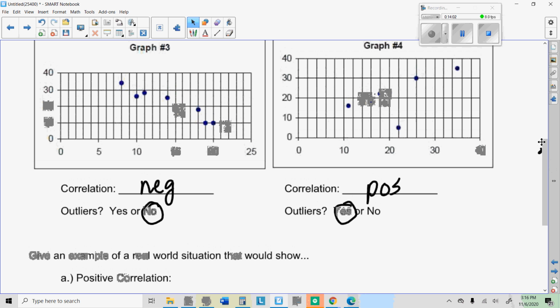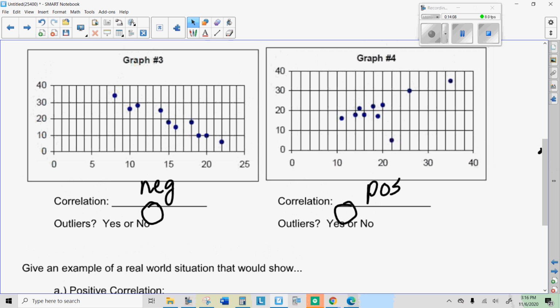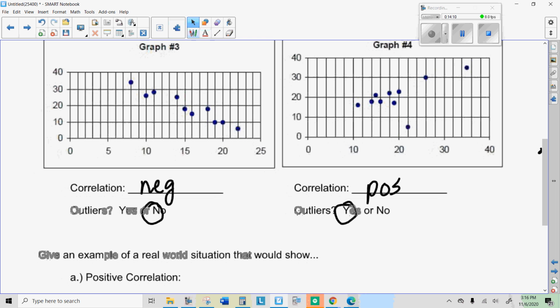For graph 4, you should have said there's a positive with one little outlier. This one right here is an outlier. It just doesn't follow the rest of the trend. Go ahead and practice drawing a line of best fit for each of those.